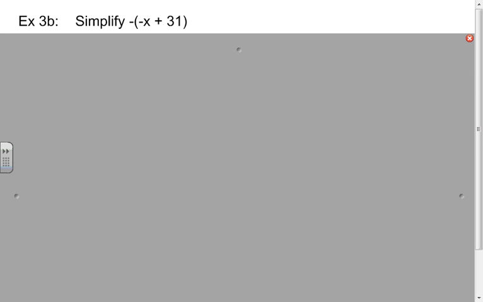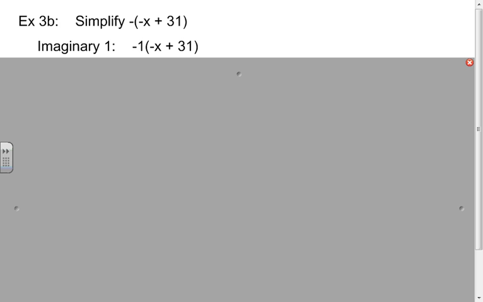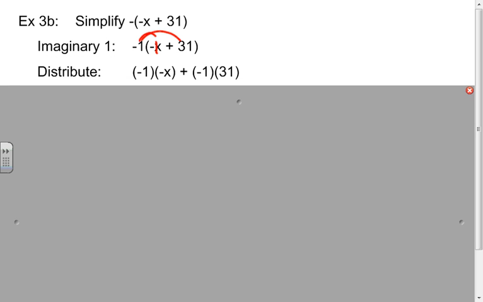Let's look at another one of those. Okay. First of all, there's an imaginary 1 in front. There's actually an imaginary 1 in front of that x also. We distribute the negative 1 to the negative 1x, the negative 1 to the 31, and we rewrite. There's that imaginary 1 there again.